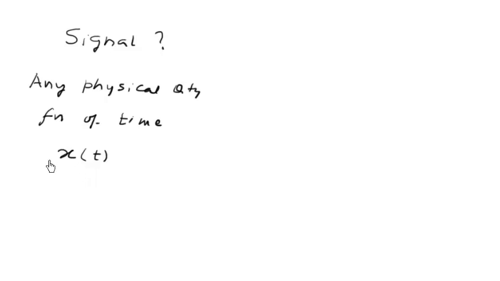Also note that this is a rather simple definition of the signal. In general, a signal could be a function of more than one variable, but for the time being, we are going to restrict to this simple definition. Now we'll make the idea of signals clearer by taking a few examples.